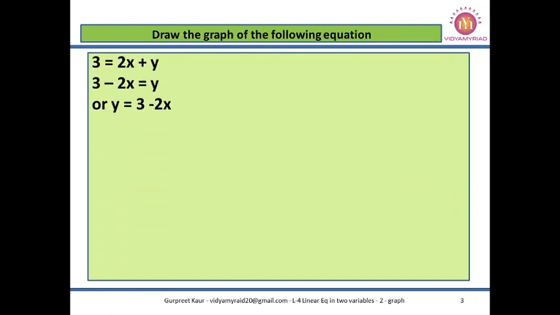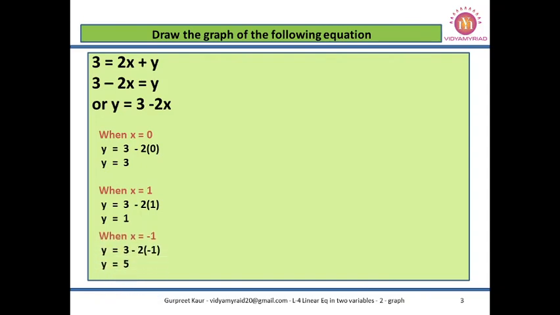You have an equation here, 3 is equal to 2x plus y. So rewrite it by putting one variable: y is equal to 3 minus 2x. Now assume the value of x, whatever you feel like. I have taken when x is 0, y comes to 3. When x is equal to 1, your y is 1. And when your x is minus 1, your y comes to 5.